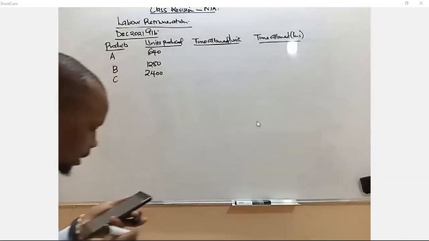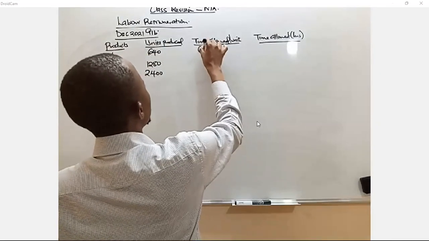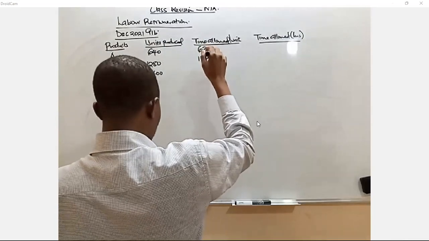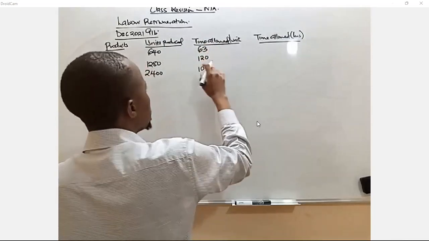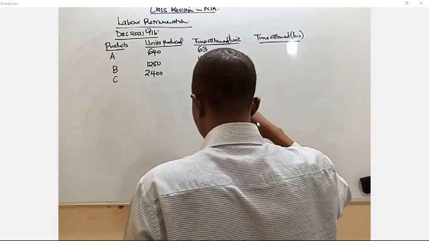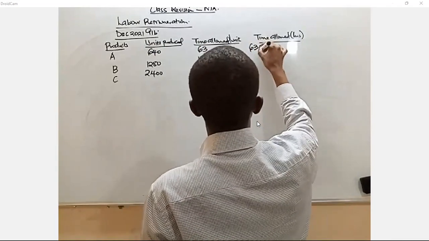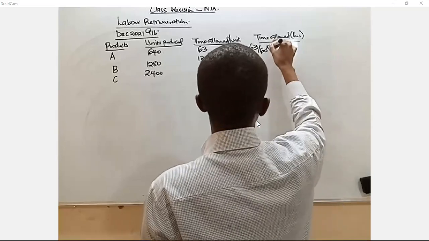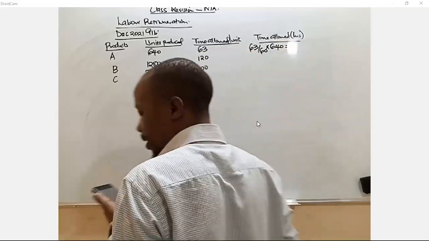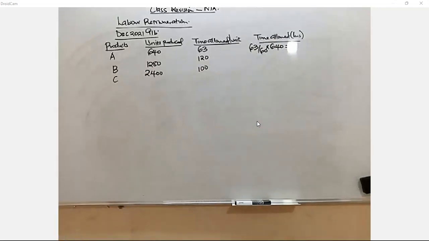We have per unit 63, 120, and 100. And I've said, convert it into hours. So the first one will be 63 divided by 60 times the number of units produced, which is 640. You're going to be getting in that manner, right? It will be 63 divided by 60 times 640. Getting 672 hours.